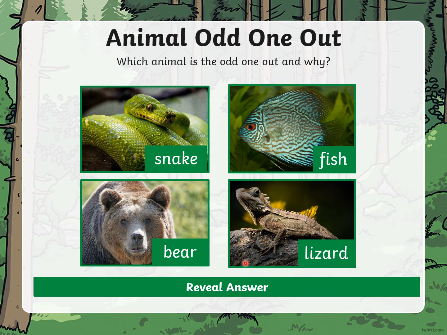Let's start with a snake. Now the snake, we can see it has eyes, it's got a nose. Has it got skin? Would we say it has skin?